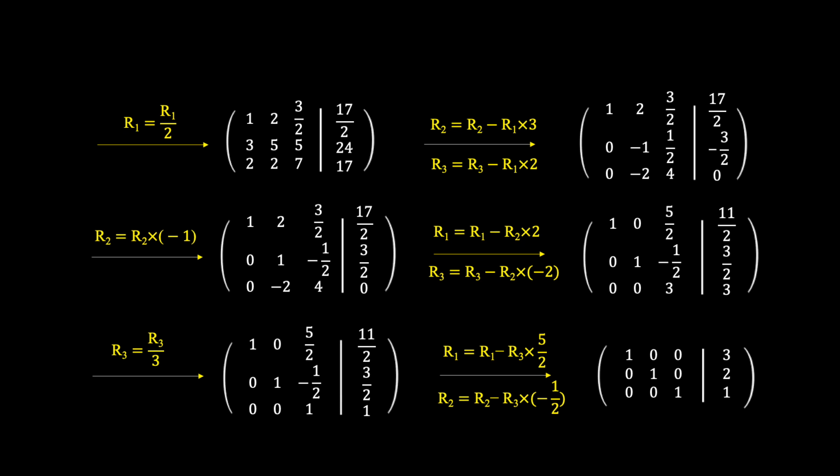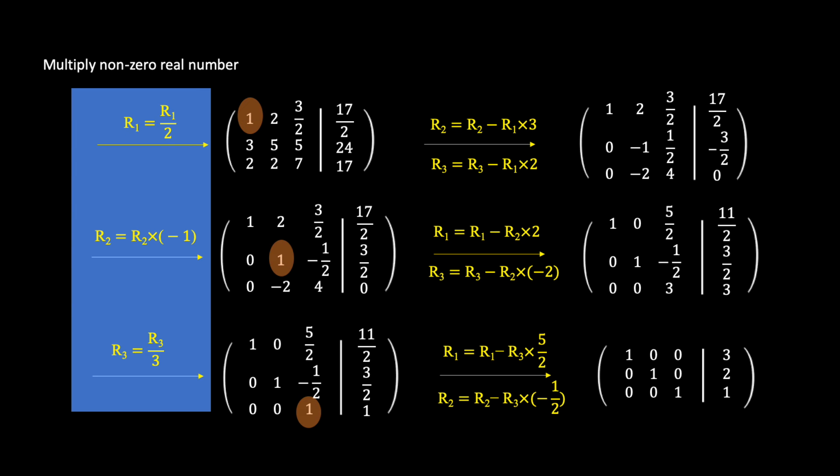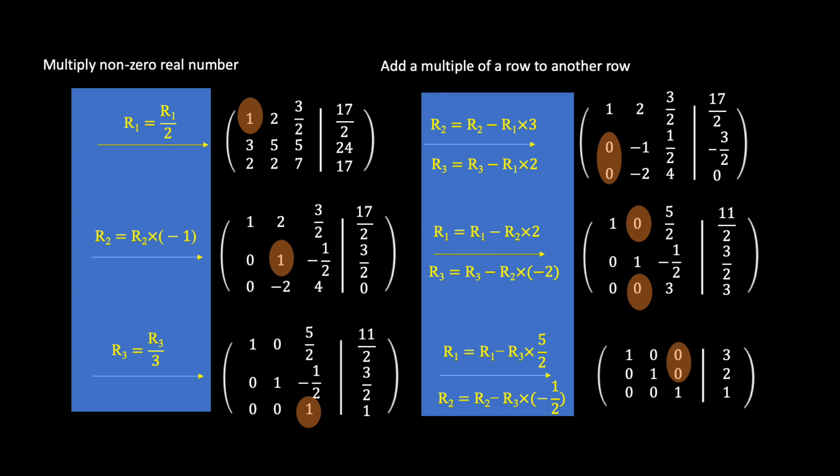Let's recap what we did with the augmented matrix and try to find some useful patterns. First of all, we make one number in a row to be 1, usually the first number in the first row, the second number in the second row, and so forth. We achieve this through multiplying a non-zero real number to this row. Then, we adjust the other numbers in the same columns to be 0, which is achieved by adding a multiple of a row to another row.